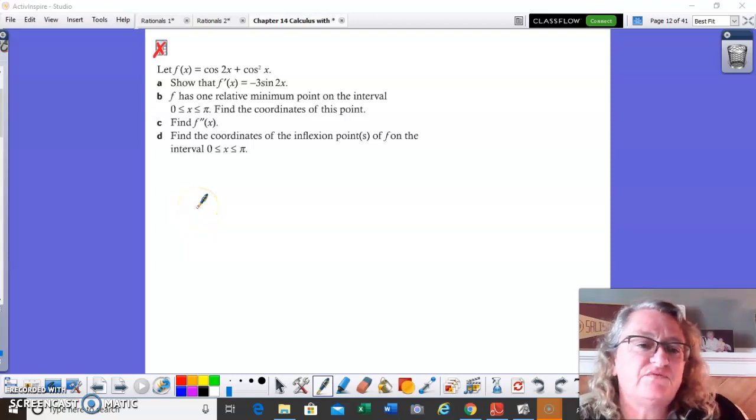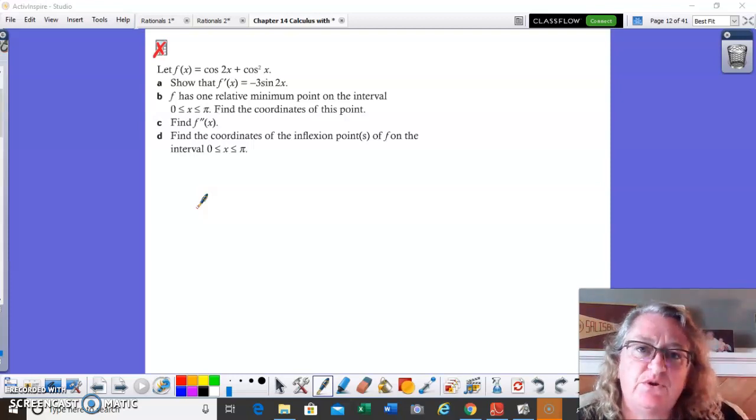Okay, so this is from section 14D. It's question number 5. I didn't want you to have to do this one on your own, so I'm going to do it together with you. So it is very much like an IB test question. You'll notice at the top it says we can't use a calculator.